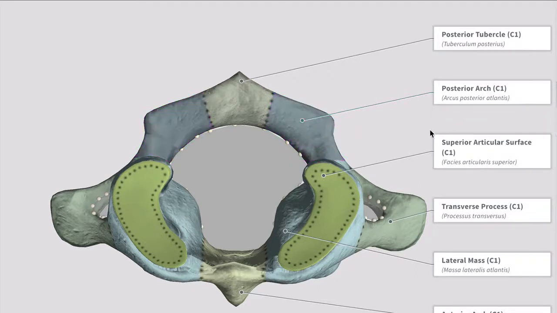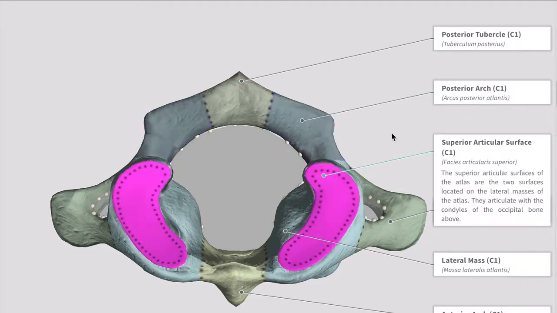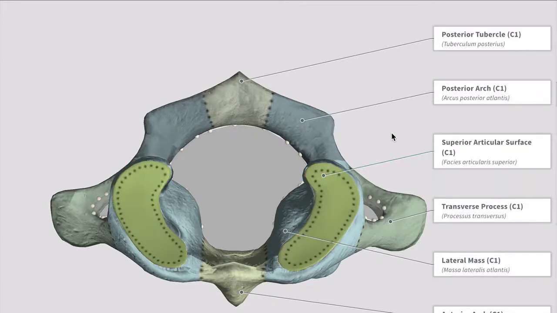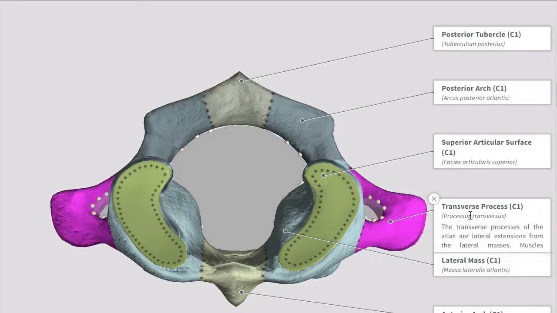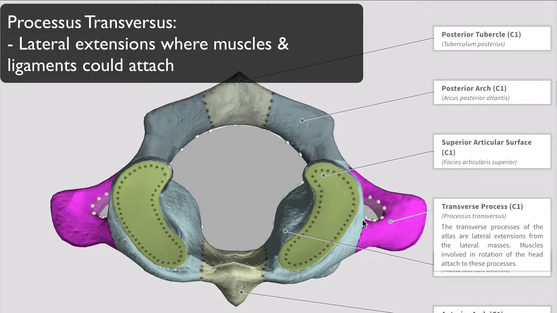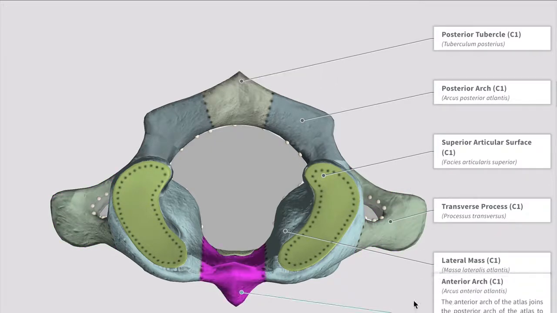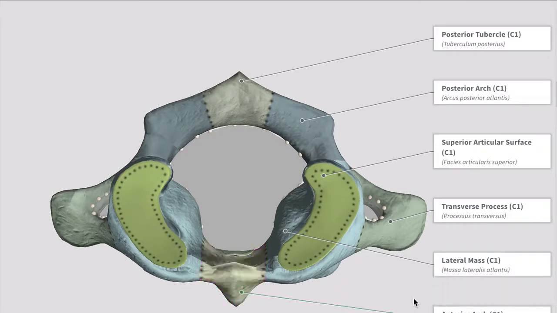You've got the superior articular surface, which articulates with the occipital condyles. And you have the transverse process, which is a place where muscles and ligaments can attach, as well as a transverse foramen through which the vertebral arteries as well as veins and nerves run. And you've got the anterior arch at the back.